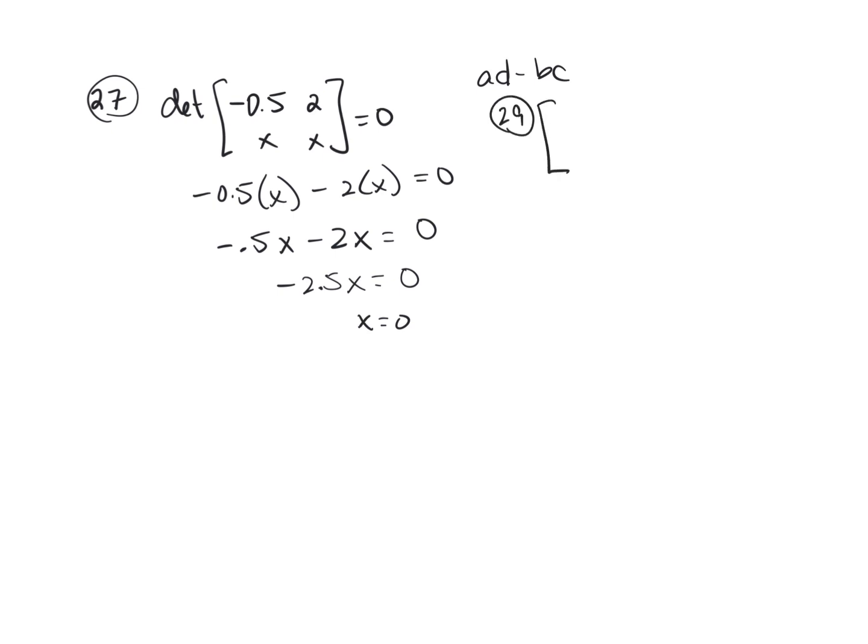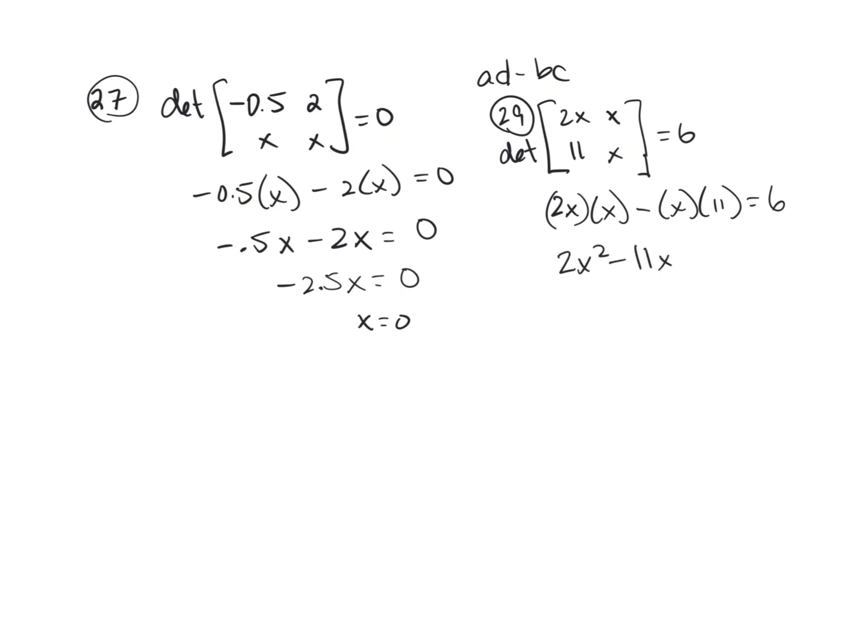29 says 2x, 11x equals 6. So this one will be a little bit more challenging. Okay, now it is the determinant of this. Okay, 2x, 11x equals 6. So, again, it's a 2 by 2. We're going to do our little shortcut. So I'll have 2x times x minus x times 11 equals 6. 2x times x, 2x squared, minus 11x equals 6.